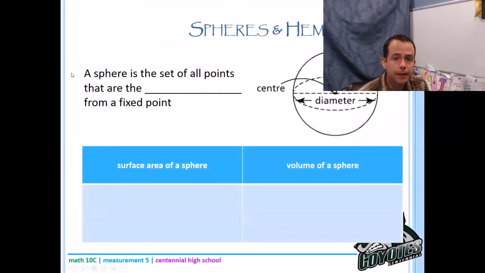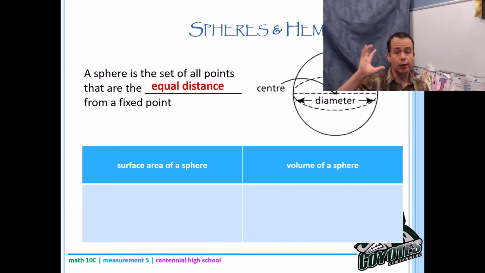So a sphere, you would know that as a ball essentially, but it's the set of all points that are an equal distance from a fixed point, okay? That fixed point is the center of the sphere. And you're familiar with circles that have a radius. Well, with a sphere, that radius can go in any direction, okay? And it always points to the outer edge of the ball, and that's what makes the sphere.